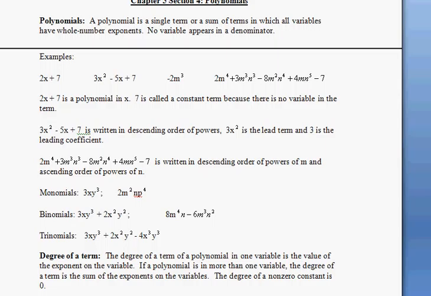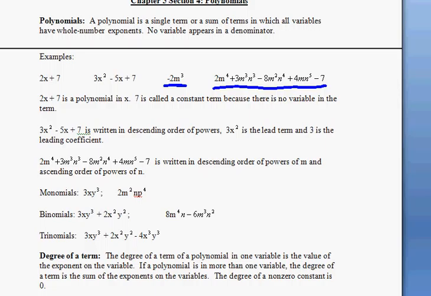You can see they go from very short, -2m³ is a very short polynomial, to 2m⁴ + 3m³n³ - 8m²n⁴ + 4mn⁵ - 7, a very long polynomial. They don't have the same number of terms, but remember the definition says a single term or a sum of terms in which all the variables have whole number exponents. All of these do have whole number exponents.